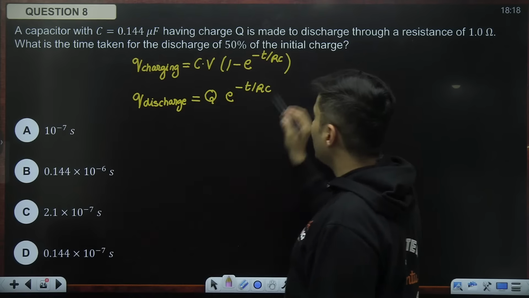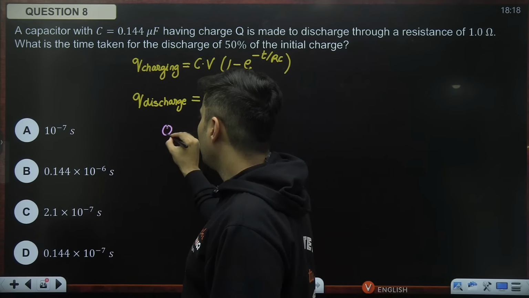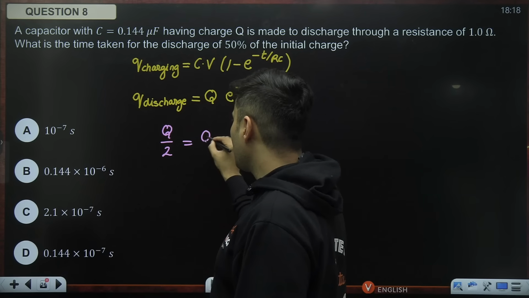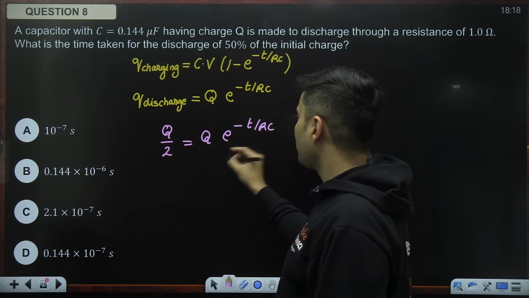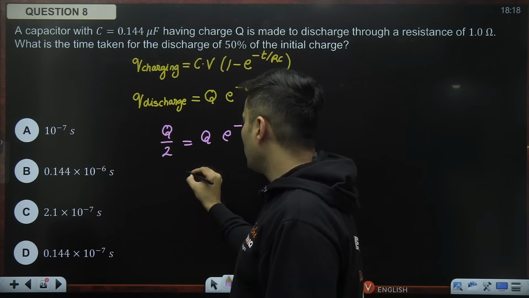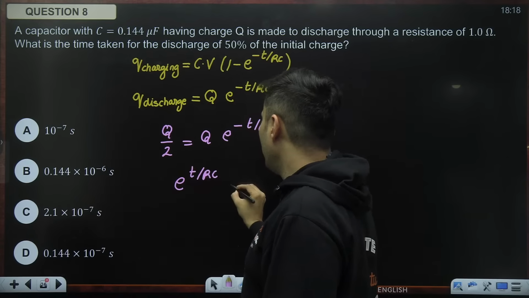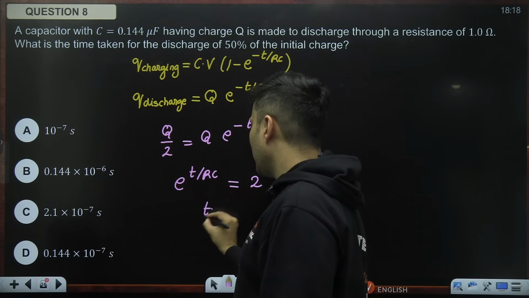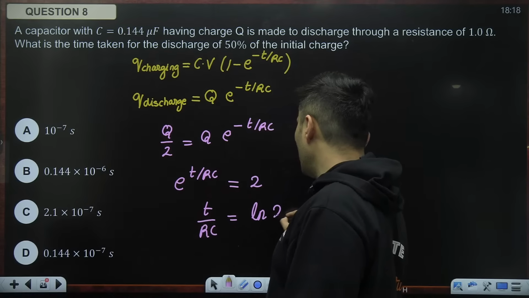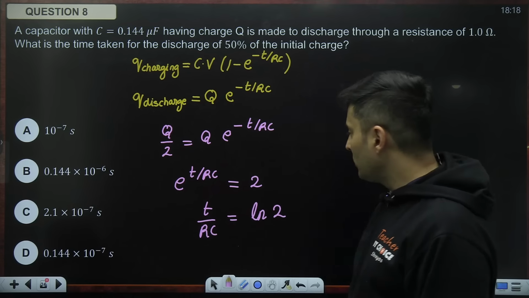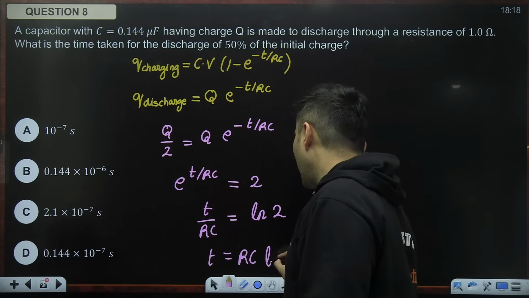Now, since we are talking about discharging and the time taken for 50% of the initial charge, 50% means the final charge is q by 2, original charge was q, 50% loss, and this is e to the power minus t divided by RC. So e raised to t divided by RC is basically 2. Taking logarithms on both sides, t divided by RC is nothing but ln 2. This ln 2 means log to the base e, of course. So therefore my value of time will be RC into ln 2.